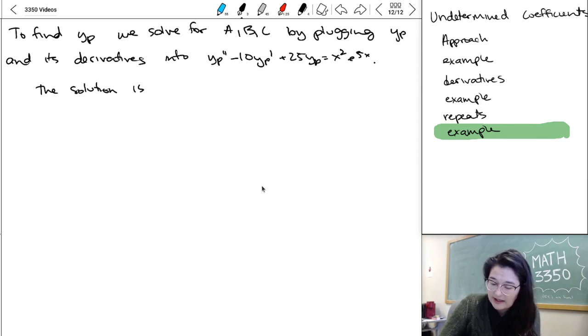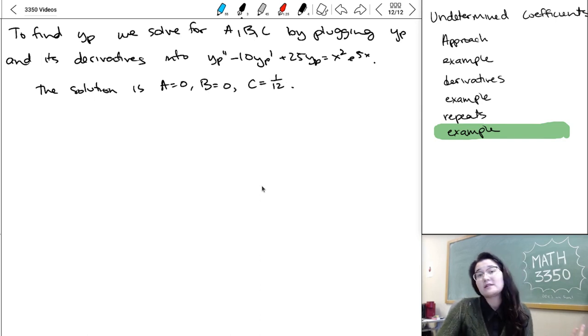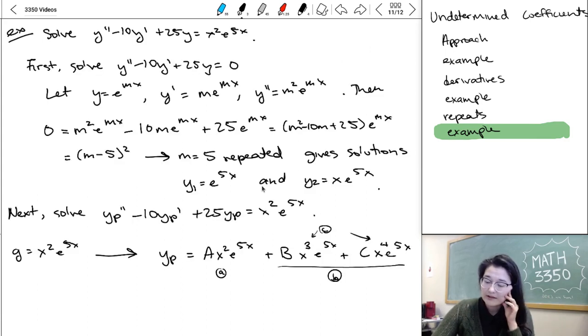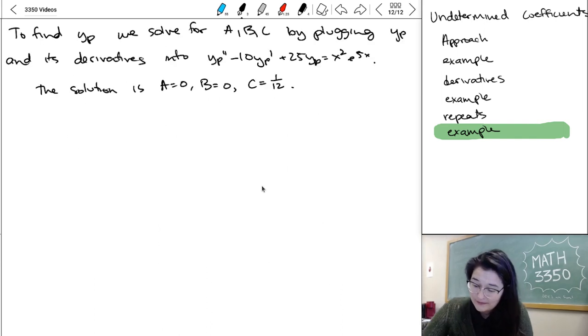In case you want to know, the solution is a equals 0, b equals 0, c equal 1 over 12. And if you want some extra practice in this section, doing that would be some great extra practice. We're not going to do it in this video because the time it takes to do the product rule for x to 4 e to 5x would make you all never want to watch a set of videos again. So I hope you'll trust me or do it on your own.